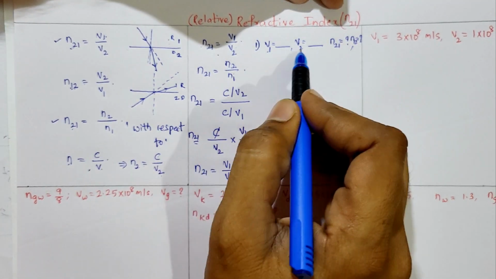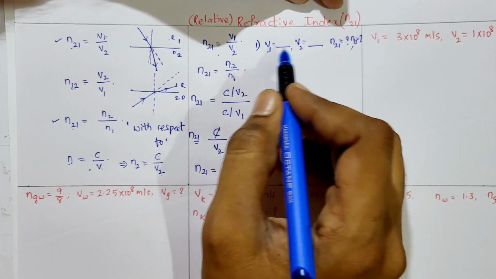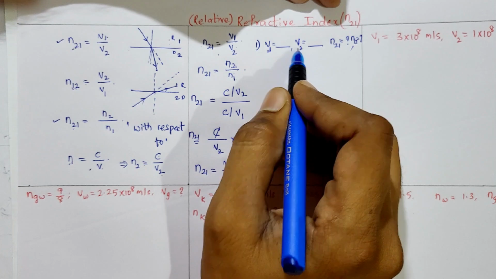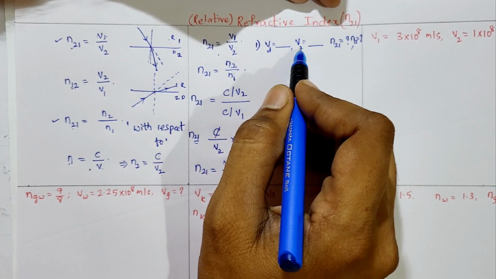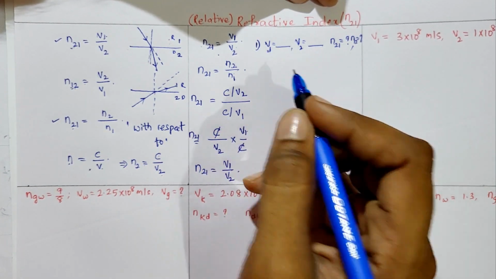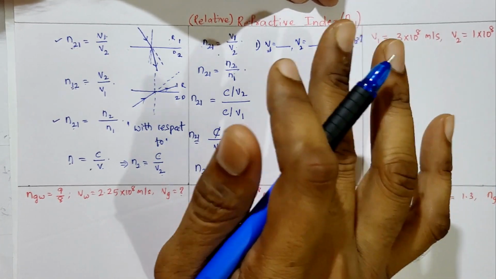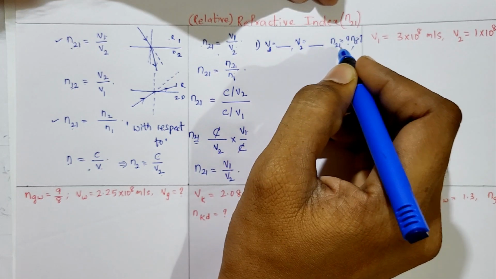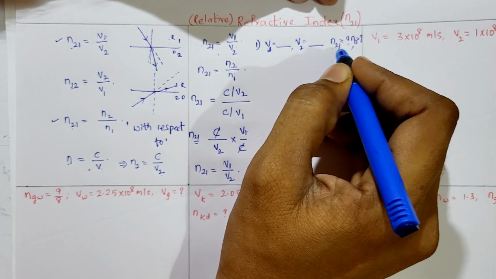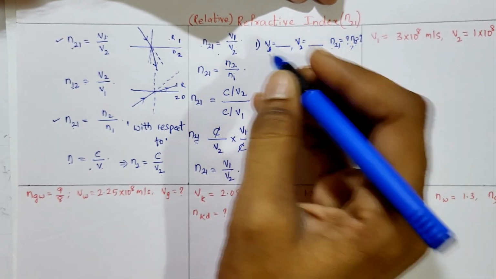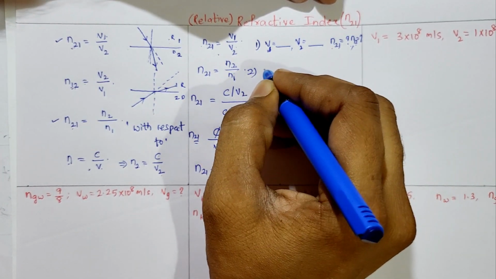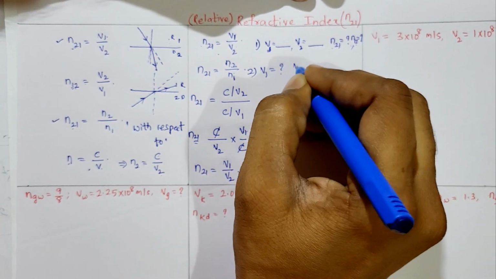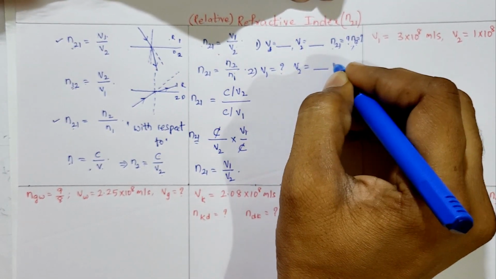Remember that 1 and 2 may be any medium, not necessarily 1 and 2 only: glass, diamond, water, kerosene, turpentine oil, benzene, alcohol, anything. So v1 and v2 they will give, and they may ask you to find the refractive index of the second medium with respect to the first, or the first with respect to the second. The next method is that they may ask you to find v1, and give you v2 and n21.